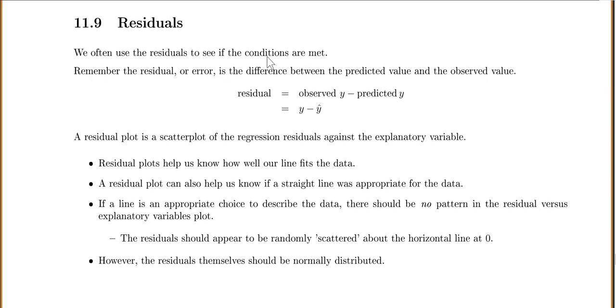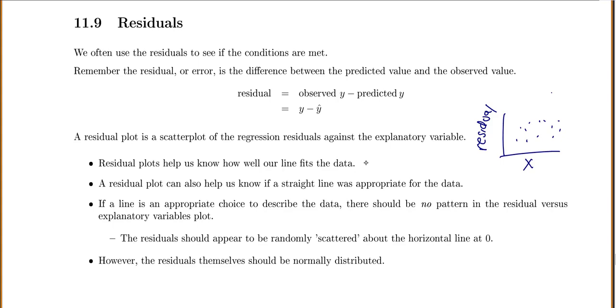So we often look at our residuals to see if our conditions are met. Remember, our residual, or our error, is the difference between our observed value and our predicted value. So our residual is observed y minus predicted y, or y minus y hat. What we can do is our software will make us a residual plot. It's a scatter plot of our residuals against our x values. Okay. So you'll have your x values here, you'll have your residuals on the y, and it'll be some kind of plot.